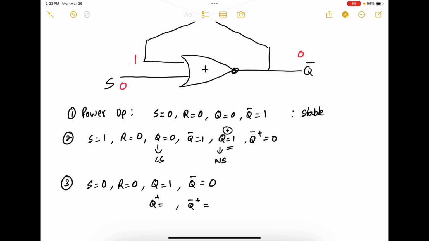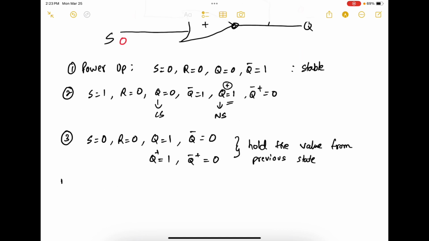So you have Q plus equals to 1 and Q prime plus equals to 0. So they are holding the value. Let's go for the next scenario. In the next scenario, I set S equals to 0. I make R equals to 1. And the current value of Q is a 1, indicative of this. And the current value of Q prime equals to a 0, indicative of this. So what would be Q plus and Q prime plus?